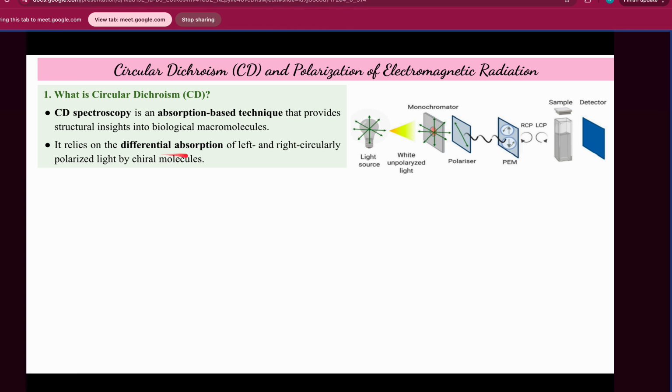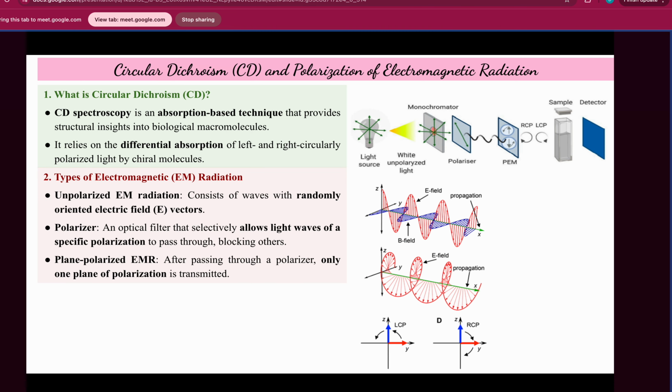In this case, it relies on a differential absorption of left and right circularly polarized light. So in circular dichroism, there is a device known as a polarizer, which polarizes the light into one plane. And then this light has two components: a right circularly polarized light and a left circularly polarized light. Depending on the differential absorption of either one of these lights, the molecules vary from one another. So now we'll just quickly go through this.